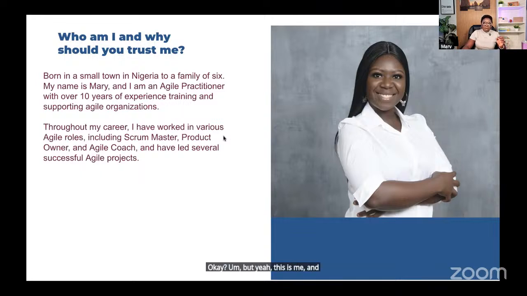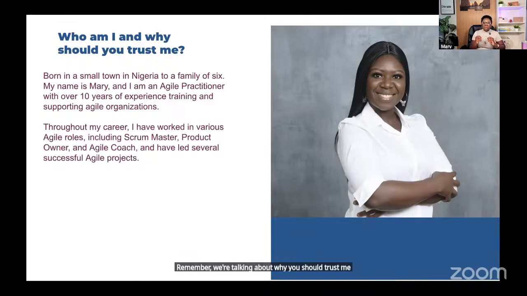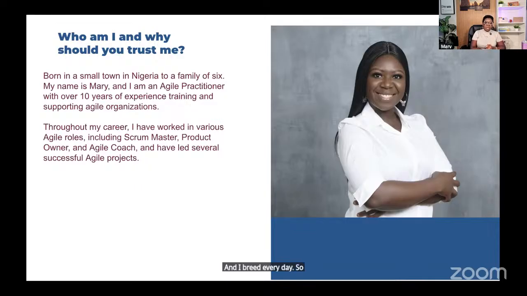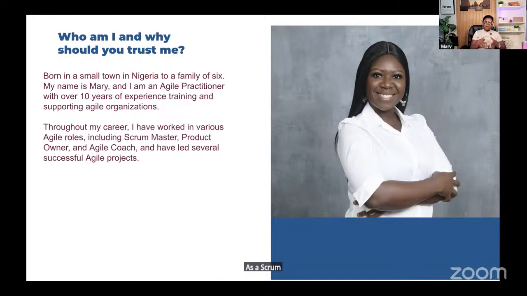And throughout my career, I have worked in various agile roles. So I started as a Scrum Master. Remember, we're talking about why you should trust me. This is not just something I am training about. This is not some sort of me getting some certifications and now training people. No, this is something that I live and I breathe every day. I've had the opportunity to work in different organizations as a Scrum Master. And then I've had the privilege to also be a product owner, because sometimes that's how it works. And then an agile coach right now. And I have led several successful agile projects, with a lot of challenges.